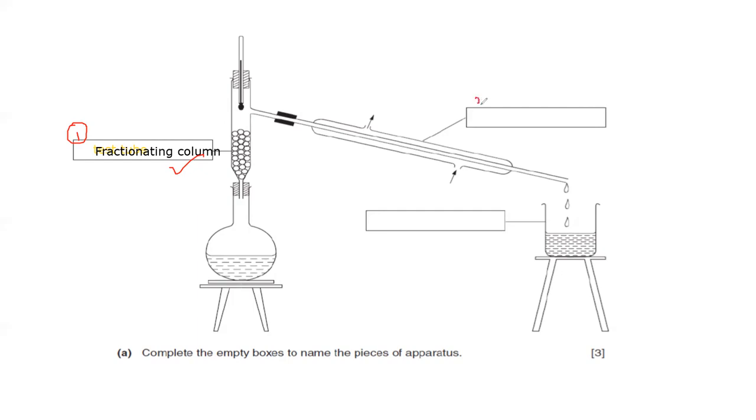What about apparatus 2? That's a condenser. And what about the third one? That's a beaker, correct?